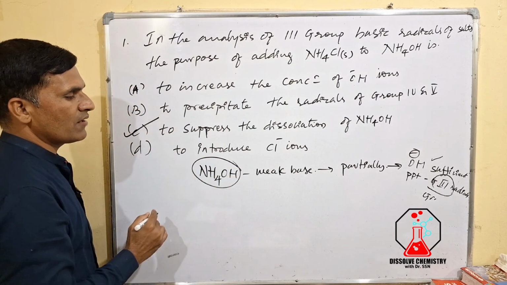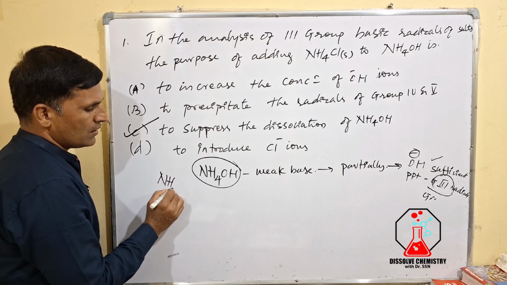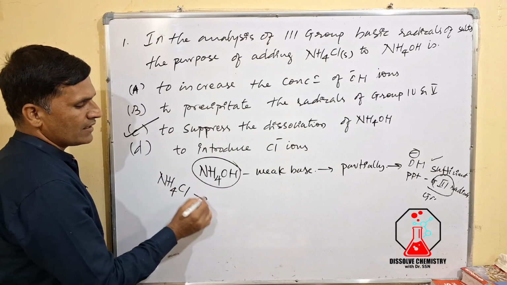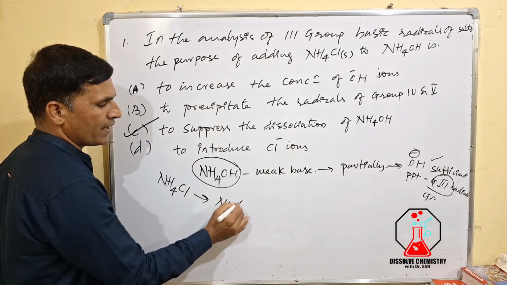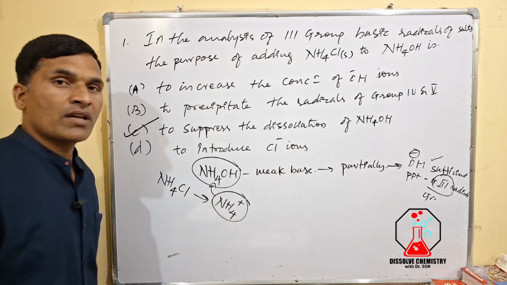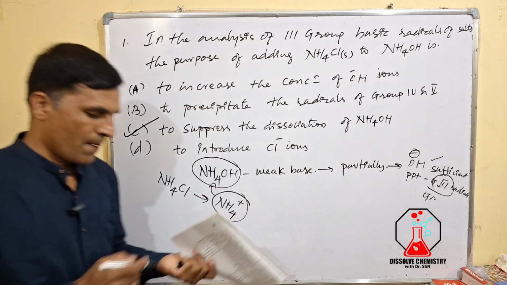To suppress the ionization of ammonium hydroxide, we have to use a salt which has a common ion with this, and that salt is ammonium chloride, which is a strong electrolyte, hence it will give ammonium cation. Excess of ammonium cation will suppress the ionization of ammonium hydroxide. Let us move on to the second question.